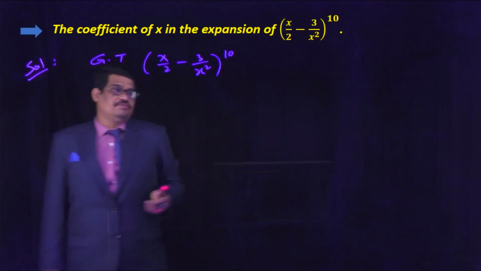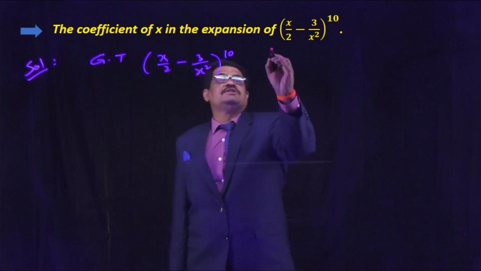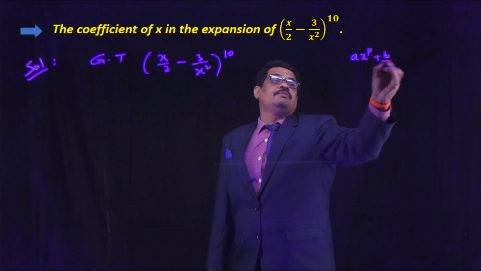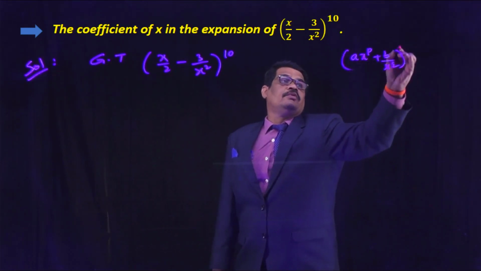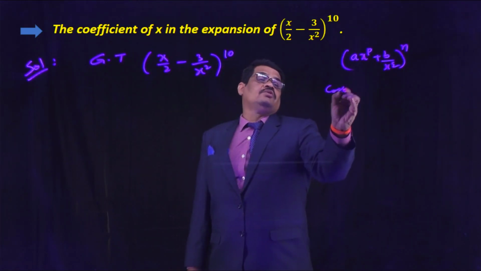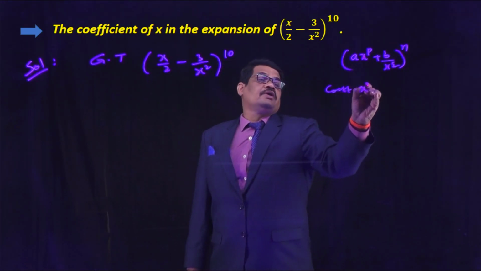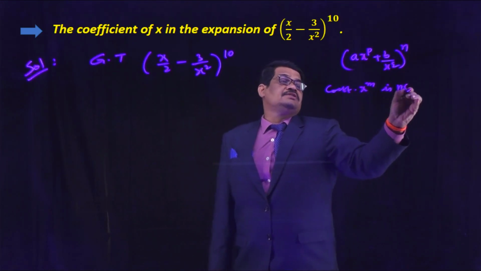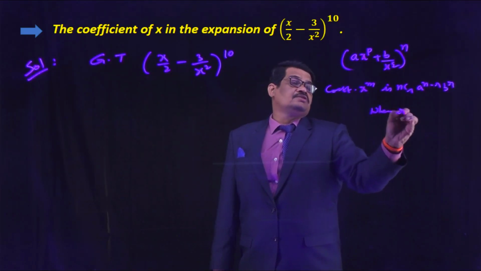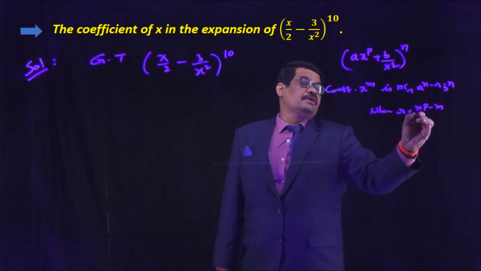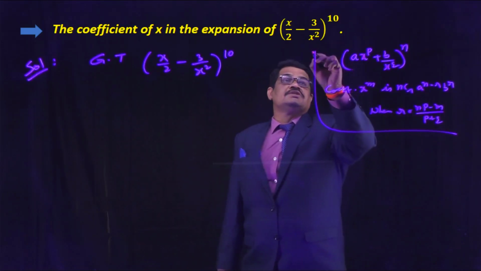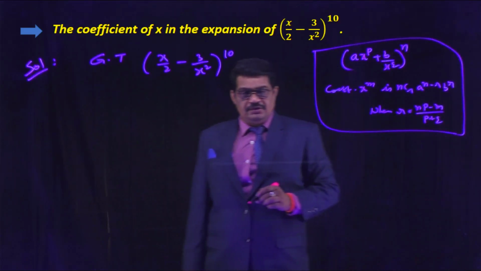Okay, so the formula is: if the expression is in the form of (a x^p + b/x^q) whole power n, then what is the x^m coefficient? The coefficient of x^m is nCr a^(n-r) b^r, where r is equal to (np - m)/(p + q). This is the formula we discussed in the concepts. This is the shortcut formula.